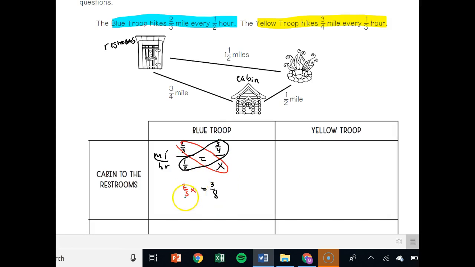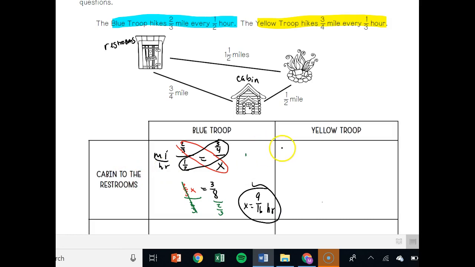The last thing to figure out x is to divide by 2/3. This looks weird because it's a fraction divided by a fraction. We've got those canceling out, and x is left equal to 3/8 divided by 2/3. Again, you've got a calculator: 3/8 divided by 2/3 gives you 9/16. So it's going to take them 9/16 of an hour to hike from the cabin to the restrooms.